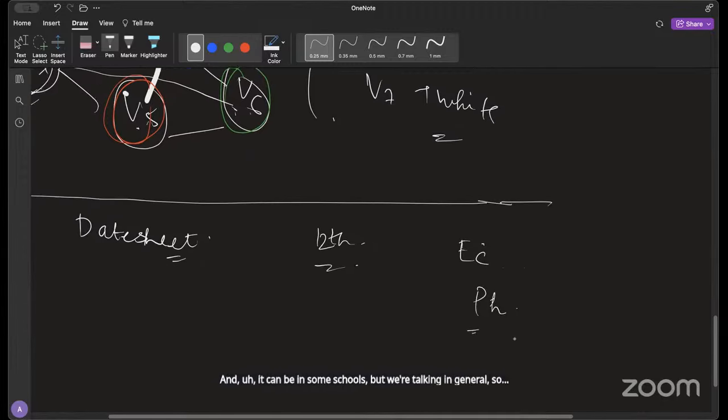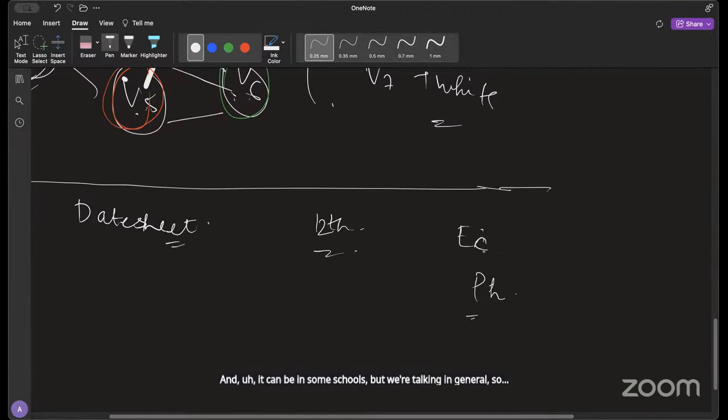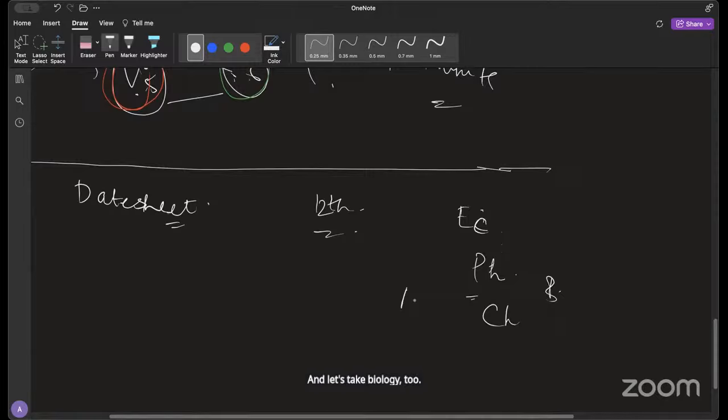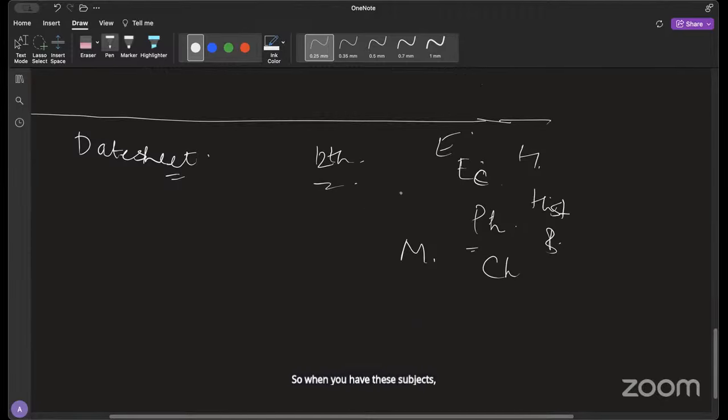Usually they are not offered together. And then chemistry is there, and let's take biology too. Let's take maths too, and then let's take Hindi, English, and let's take history too. So when you have these subjects, you want to conduct exams of all these subjects.